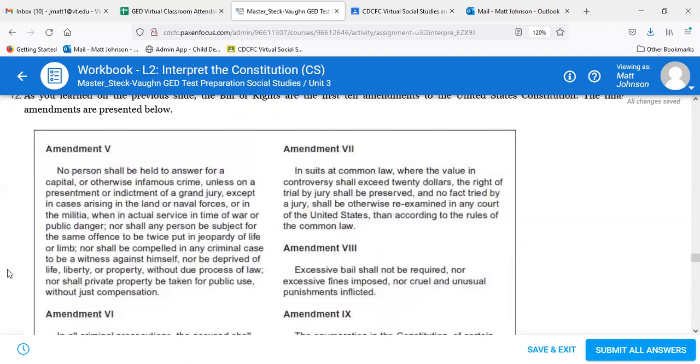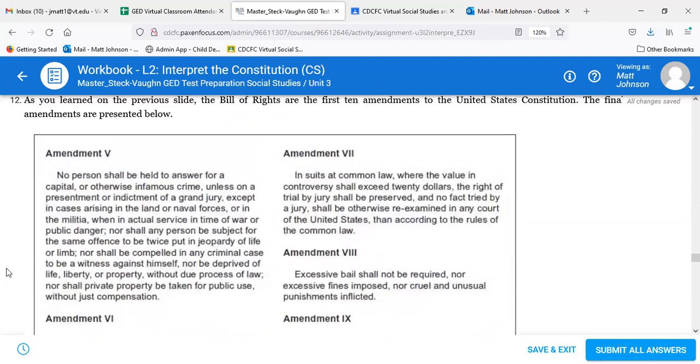So Amendment 5 says that no person shall be held to answer for a capital or otherwise infamous crime unless on a presentment or indictment of a grand jury, except in cases arising in the land or naval forces or in the militia when in actual service in time of war or public danger, nor shall any person be subject for the same offense to be twice put in jeopardy of life or limb, nor shall be compelled in any criminal case to be a witness against himself, nor be deprived of life, liberty, or property without due process of law, nor shall private property be taken for public use without just compensation.